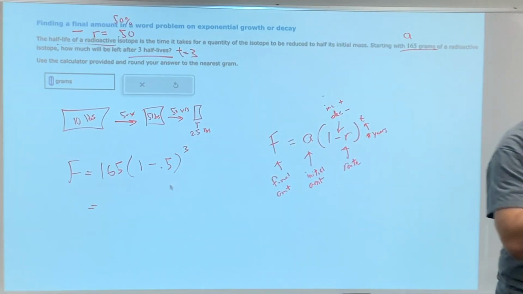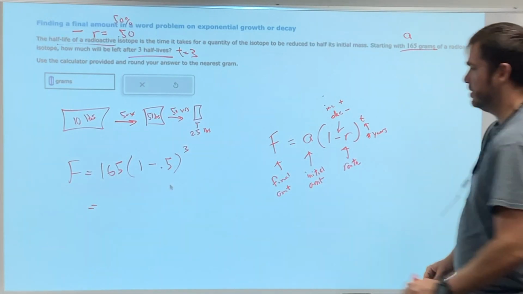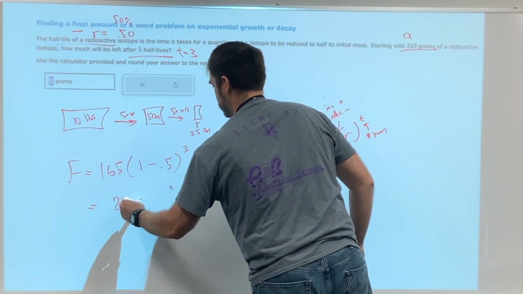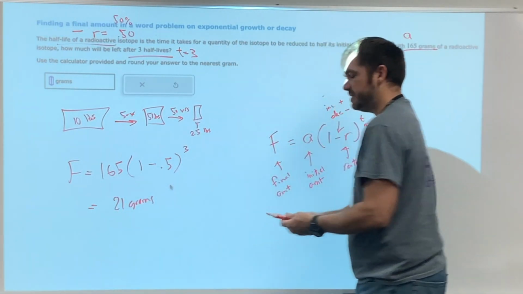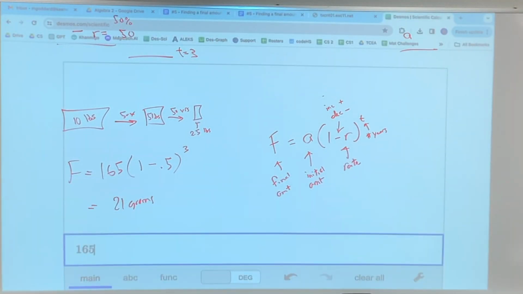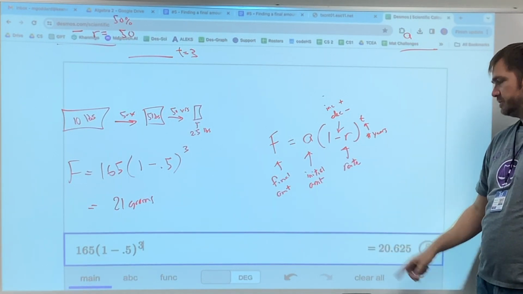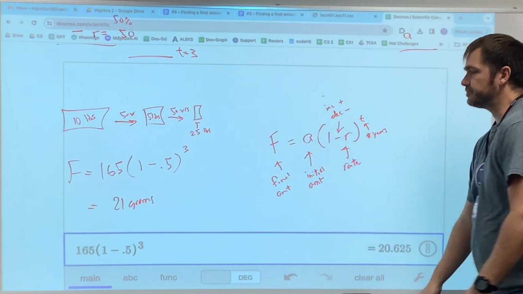Plug that in. According to the answer key, you will get 21 grams. Let's double check that over here on Desmos. So 165 times 1 minus 0.5 raised to the power of 3. 20.625, if we round this to the nearest whole number, 21. And that's what you got right there.